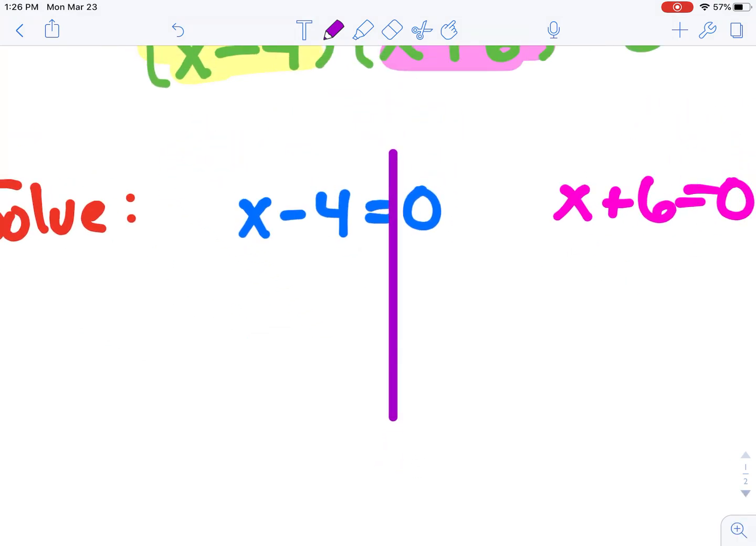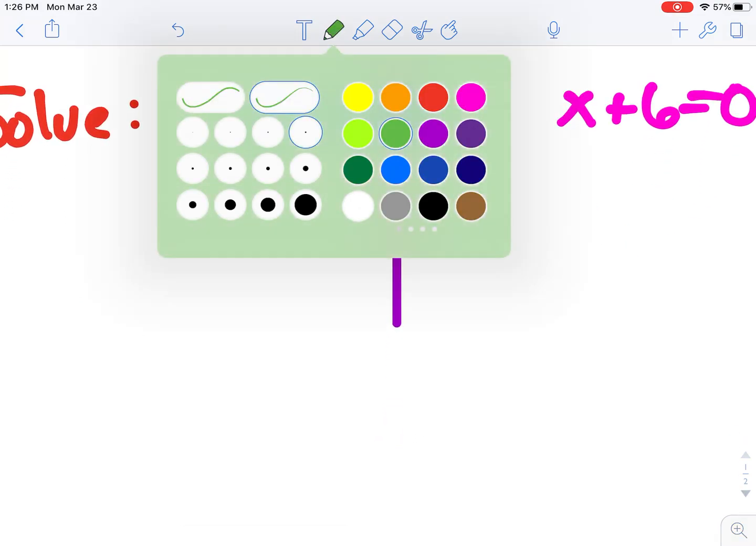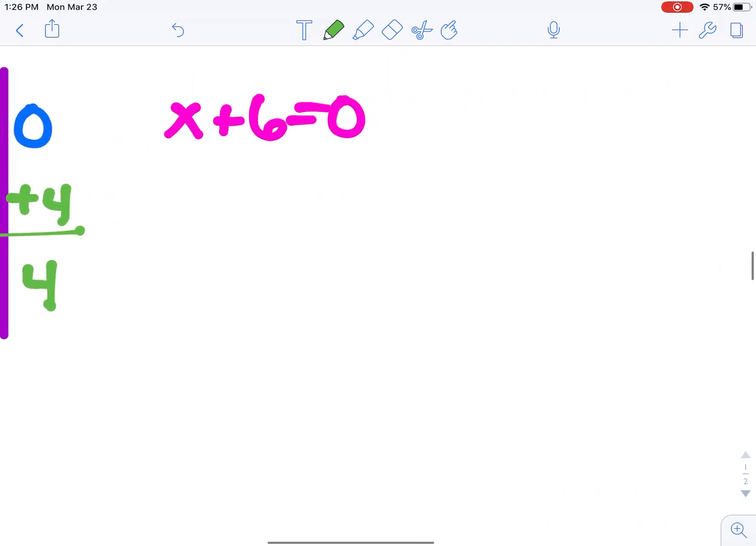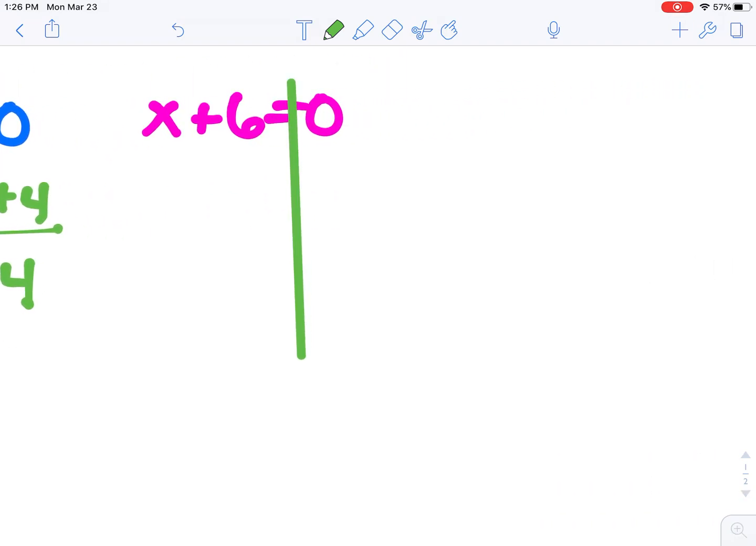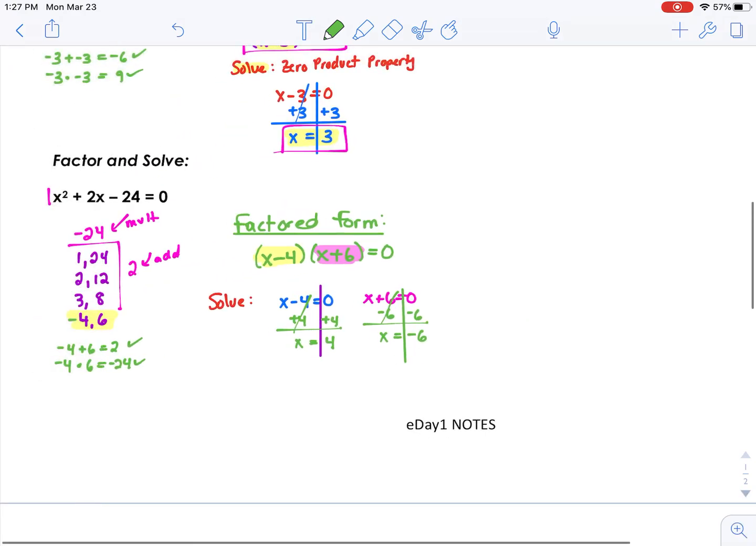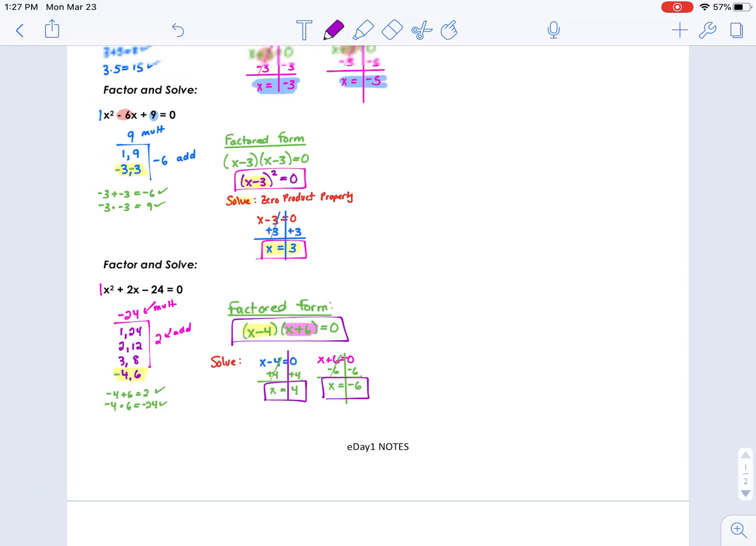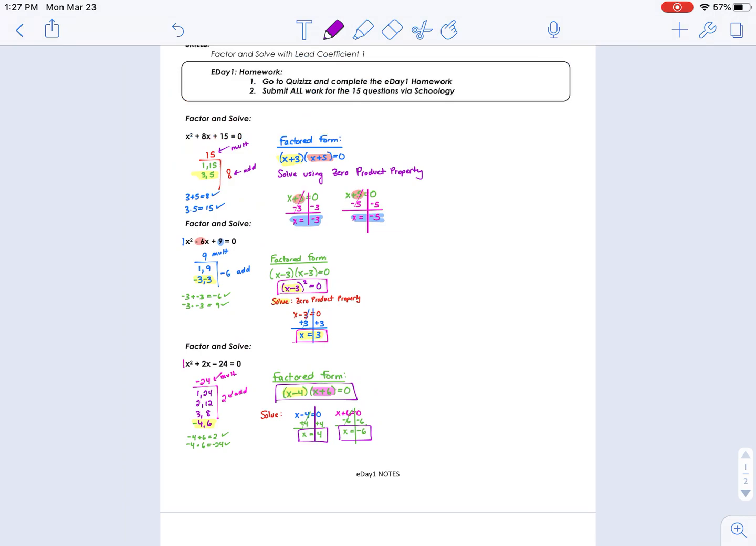So I'll zoom in here. To get our x by itself, first thing we're going to do is add 4. And we get x equals 4. And the next one, if we have a positive 6, to undo a positive 6, we are going to minus 6. And we get x equals negative 6. So our factored form is here. And then our two solutions are x equals 4 and x equals negative 6. So these are your notes, and hopefully this is a review and a reminder on how to factor when we have a lead coefficient of 1.